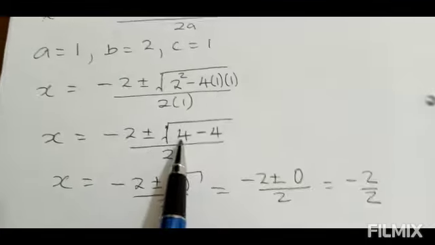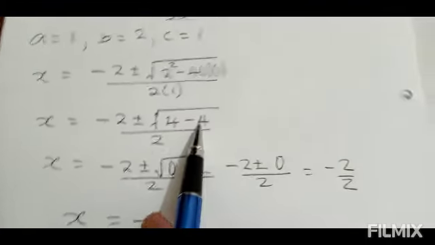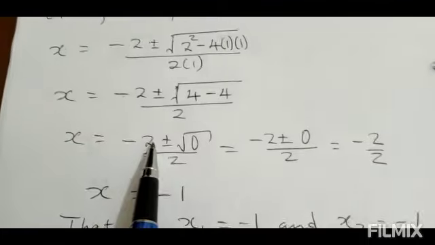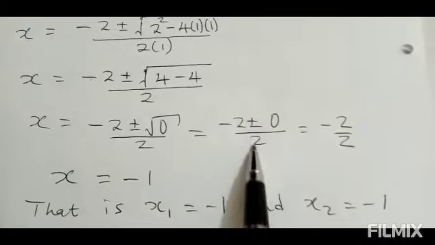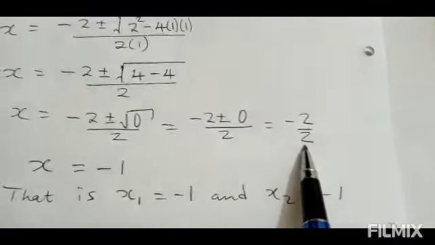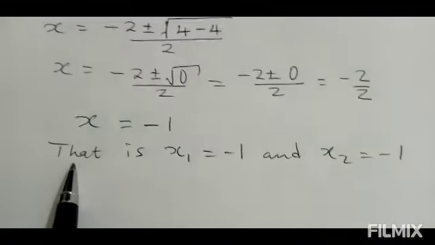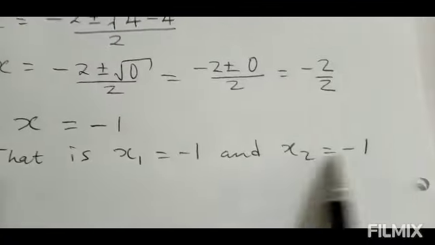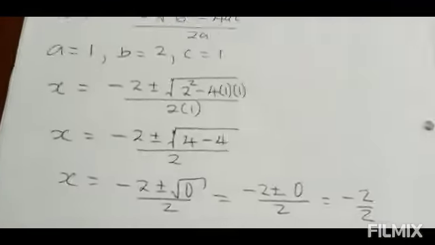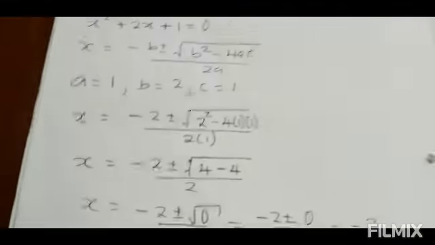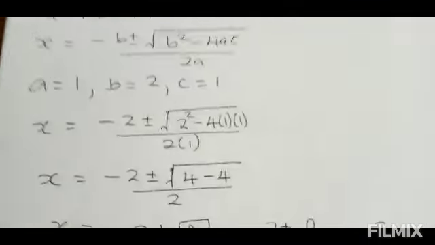a is 1, so that's 2. So x is equal to minus 2 plus or minus 2 squared, which is 4, minus 4, over 2. So x is equal to minus 2 plus or minus the square root of 0 over 2, which is just minus 2 over 2. And this is x is equal to negative 1. So in both cases, x1 is equal to negative 1 and x2 is equal to negative 1. These kinds of equations have a special name, which we are going to talk about later, where a quadratic equation has one root. That's special.